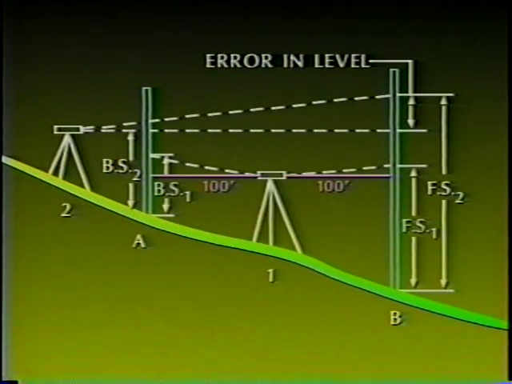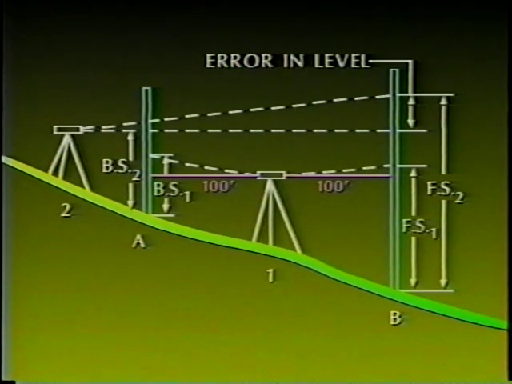For the backsight reading, the rod can be set on a point of known or assumed elevation. In our example, the backsight point is A. With the level at point one, the backsight reading, BS1, is taken on the rod at point A. This backsight is added to the elevation of point A to give the height of the instrument at point one.